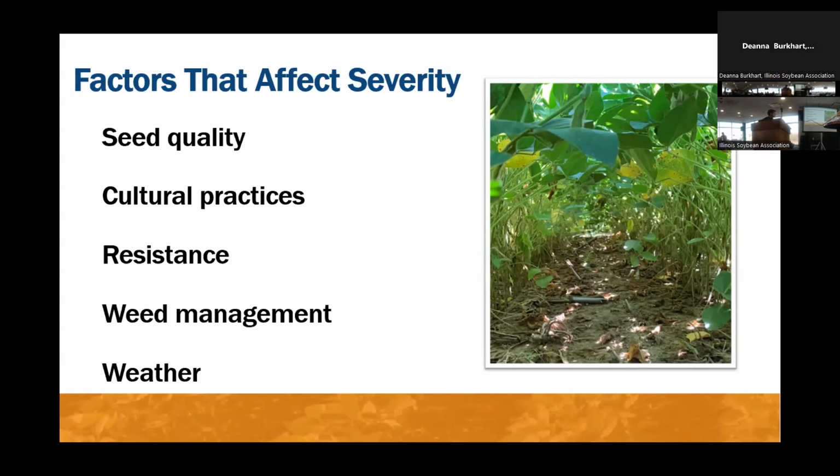We have cultural practices such as crop rotation, irrigation, or proper fertilization. We have resistance, some weed management. Also have weather. Some of the diseases can thrive really well in particular weather, like a humid environment or a severe weather.